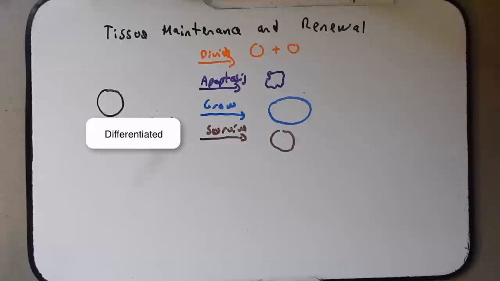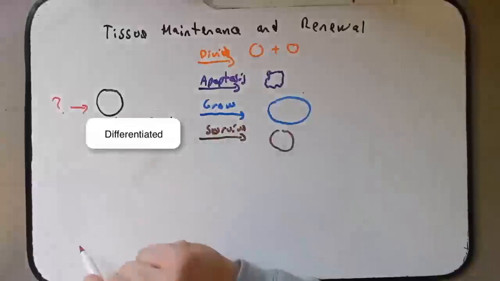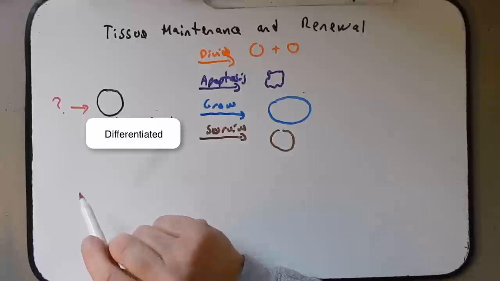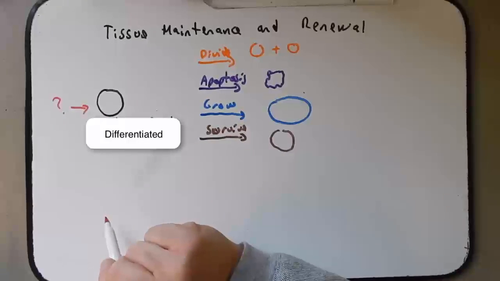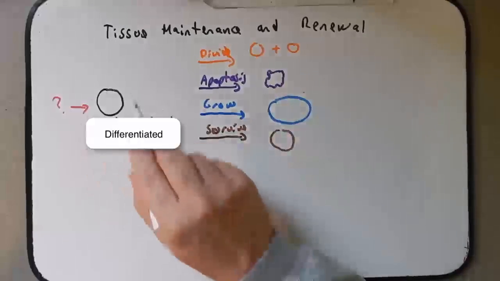But what we haven't talked about is where does this differentiated cell come from? And how do we maintain these differentiated cells? Once they die, how are they replenished?